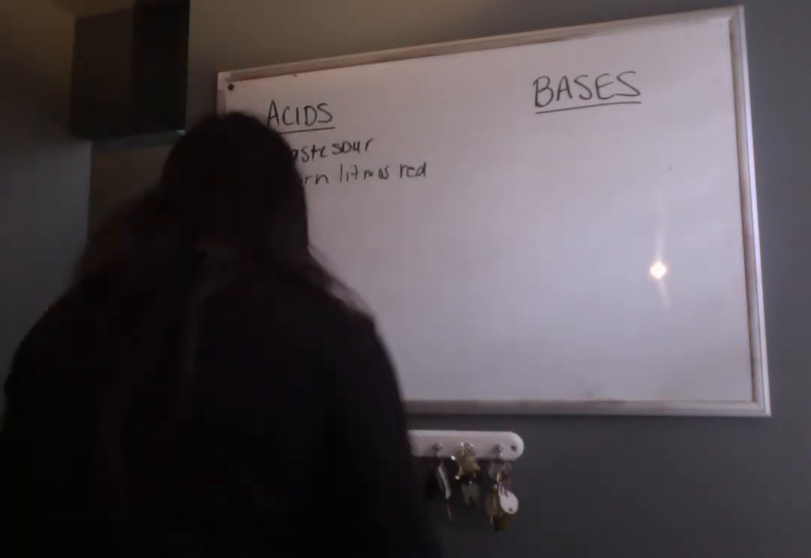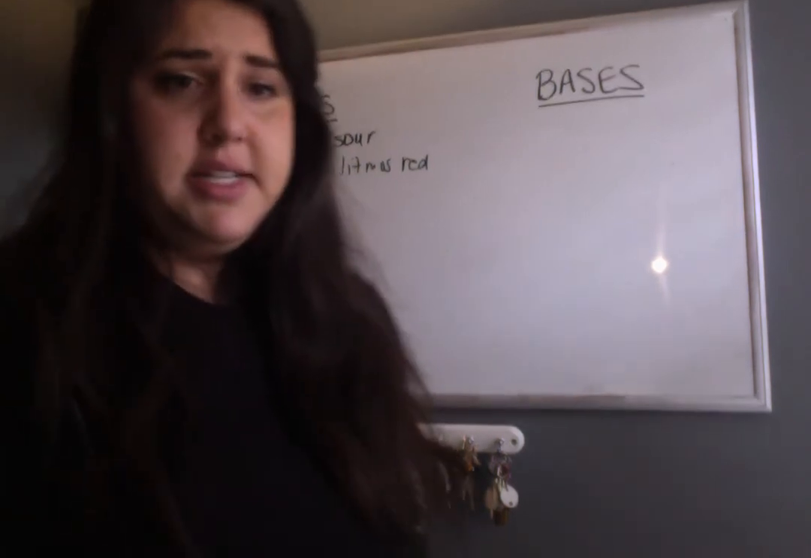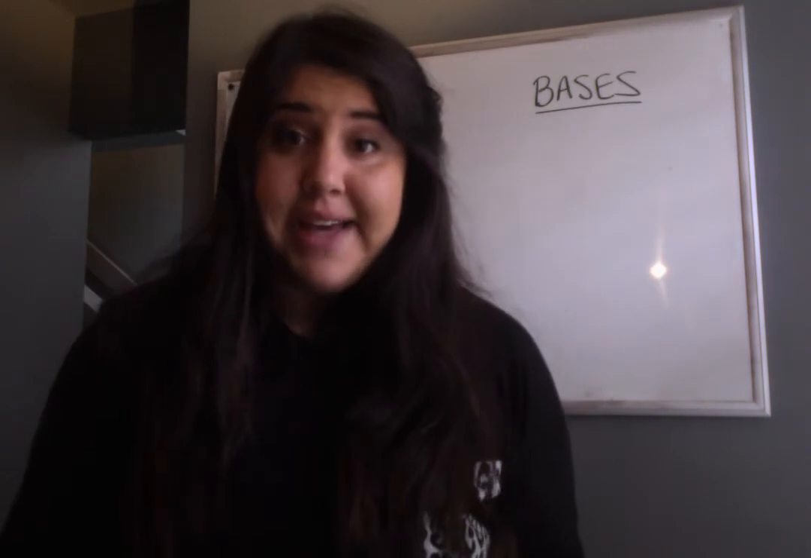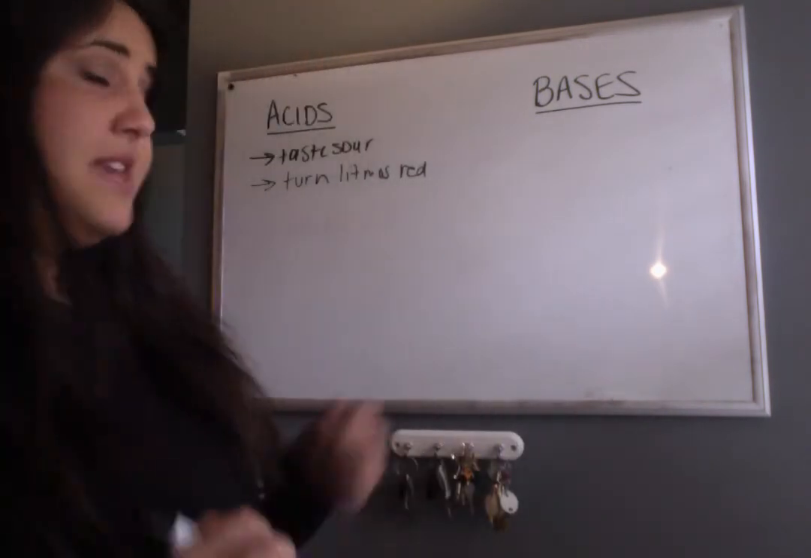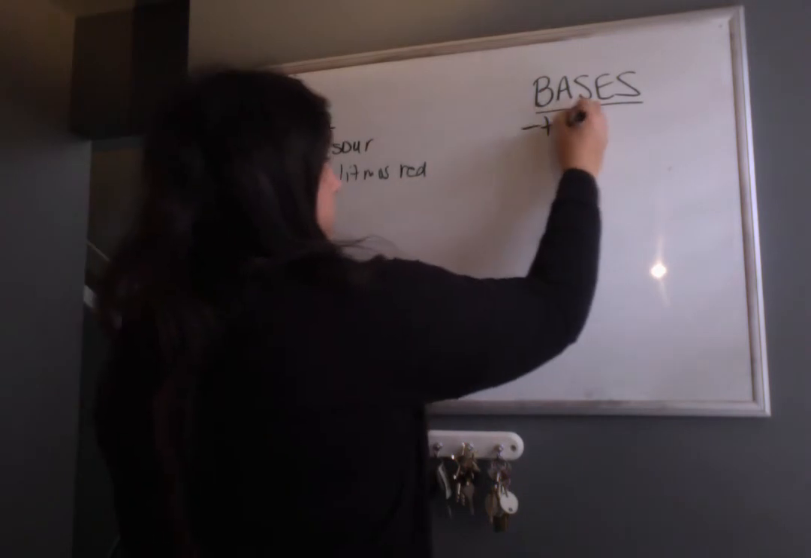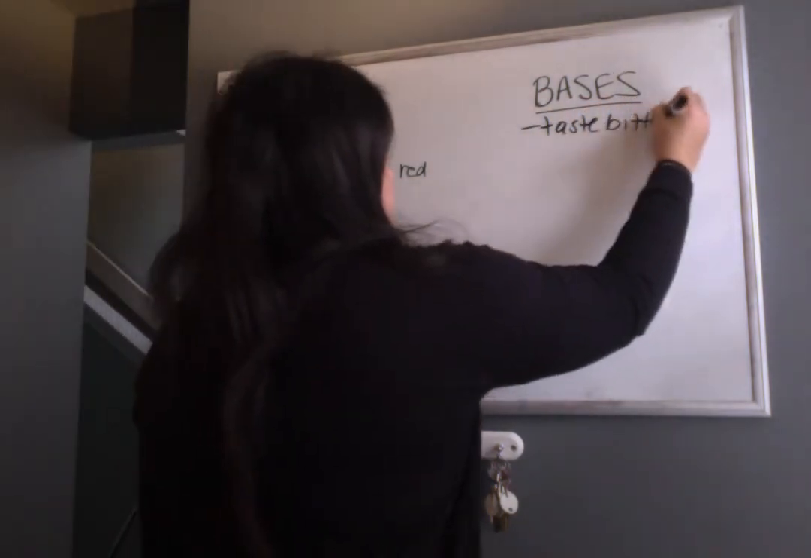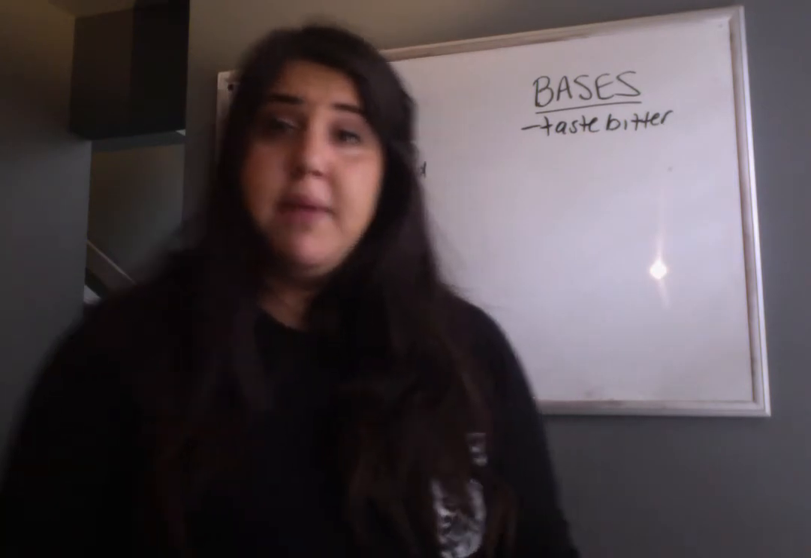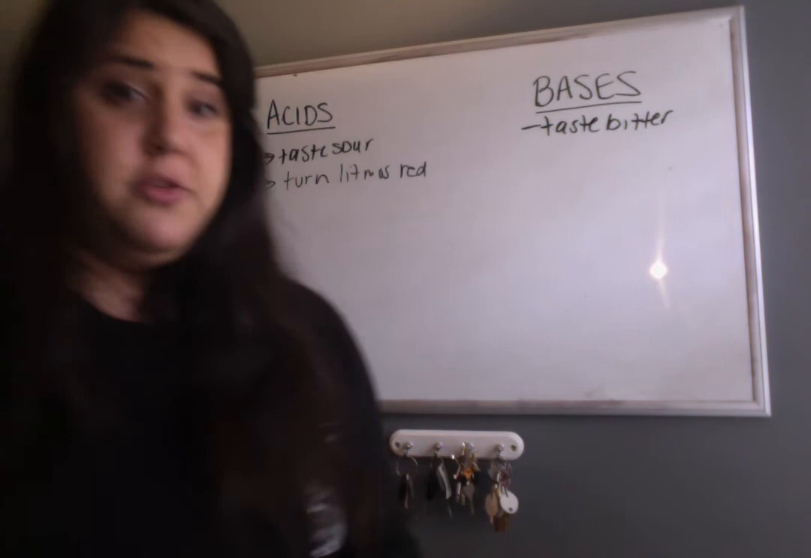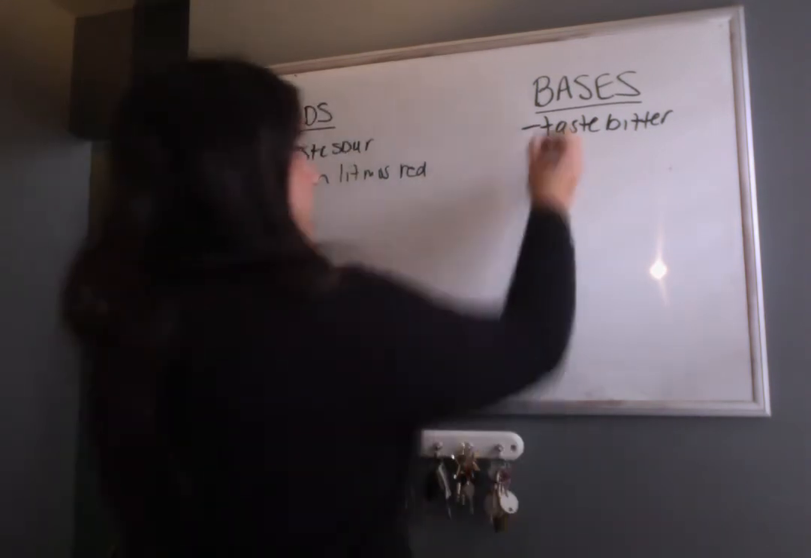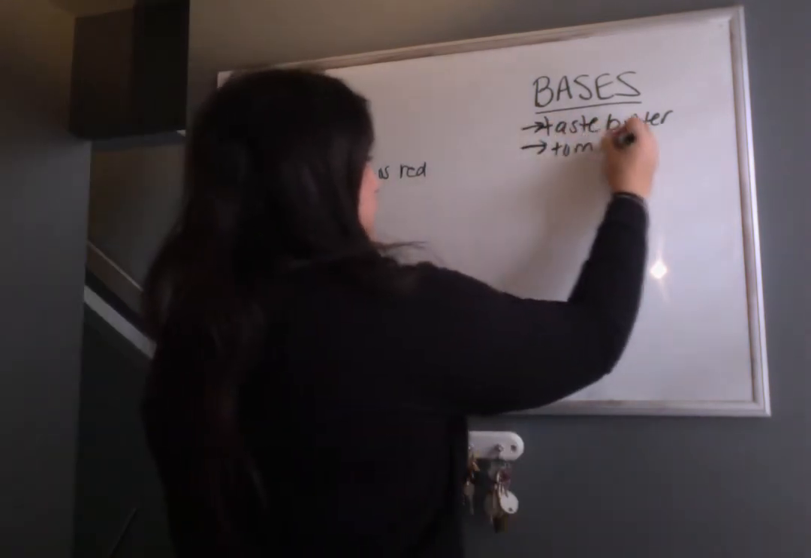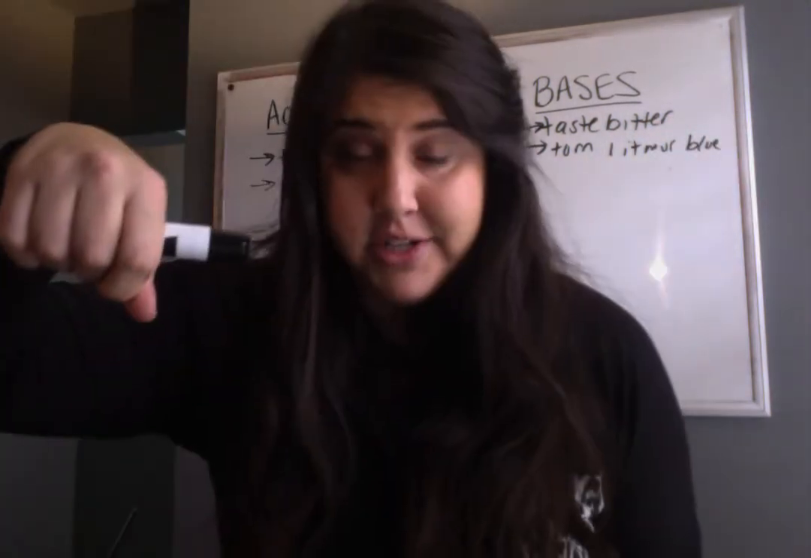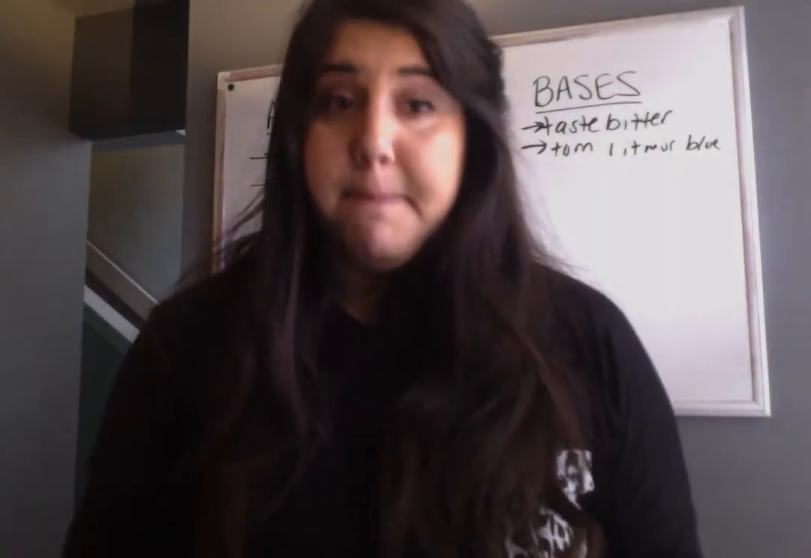Moving on to the next slide, when I think of bases, I think of them as the anti-acid. Bases taste bitter. Again, you shouldn't be tasting any kind of base in lab. Sodium hydroxide is an example of a base, so hopefully you've not been tasting sodium hydroxide. Bases turn litmus blue. So if you put litmus paper in acid, it turns red. If you put it in base, it turns blue.